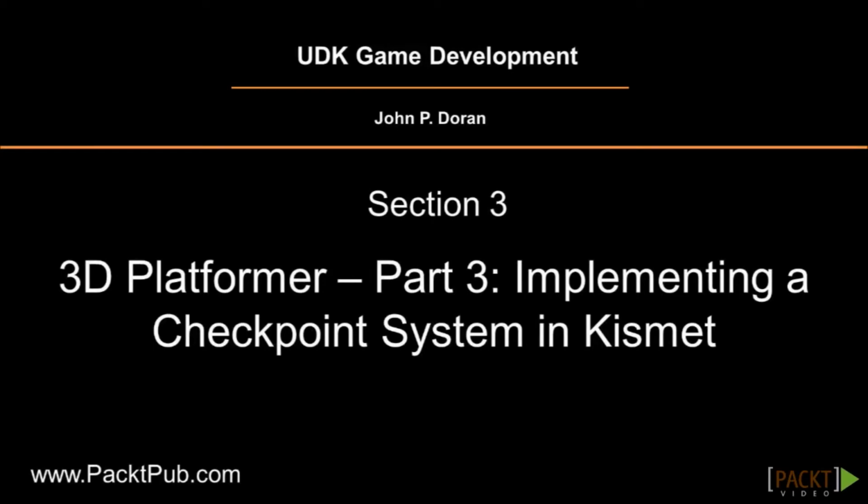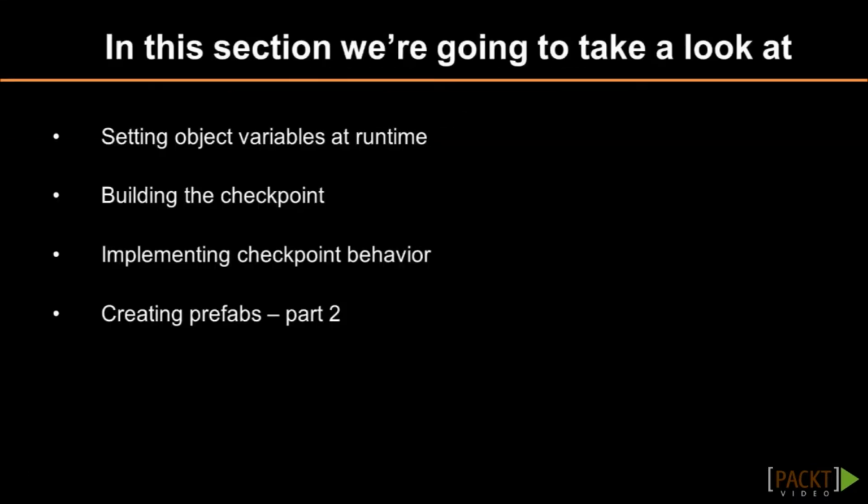This is Section 3 Platformer Part 3, Implementing a Checkpoint System in Kismet. Over the course of this section, we're going to take a look at setting object variables at runtime, building our checkpoint, implementing that checkpoint's behavior, and continue our look at prefabs. So with that, let's get started.